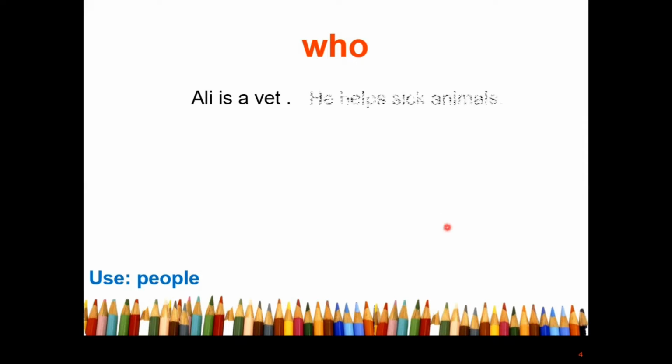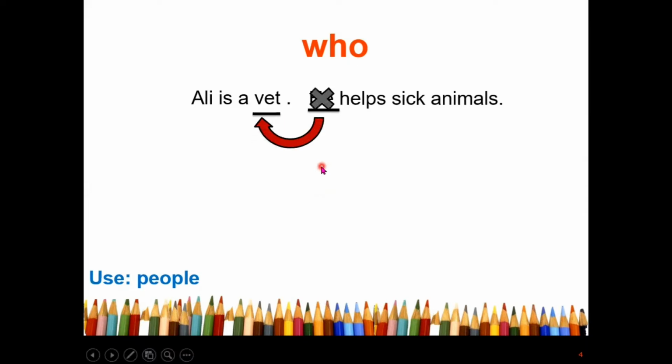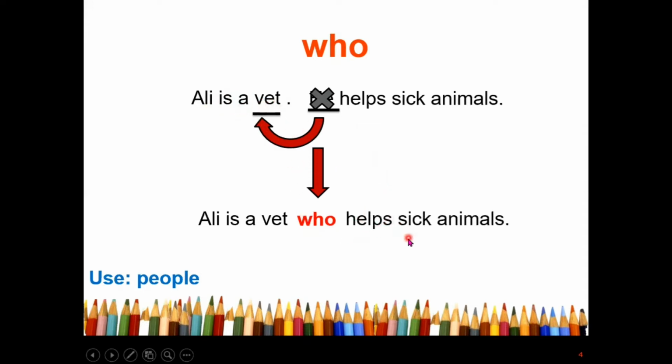Ali is a vet. He helps sick people. How can I make these two sentences into one sentence? First, I am going to cross the subject from the second sentence. I will cross he. Then I will replace he with who. Ali is a vet who helps sick animals.